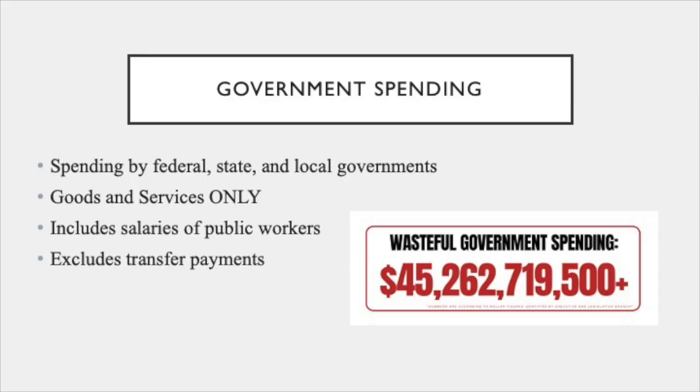Then there's purchasing goods and services like military equipment, office supplies, or infrastructure projects. Then we have public works projects, buildings, highways, bridges, and schools, which add to the productive capacity of the economy. It does not include transfer payments like Social Security or unemployment benefits, because those payments aren't buying new goods or services. They're just moving money from one group to another group.